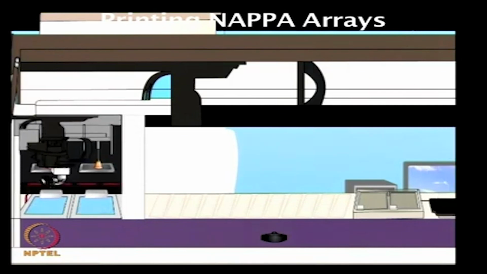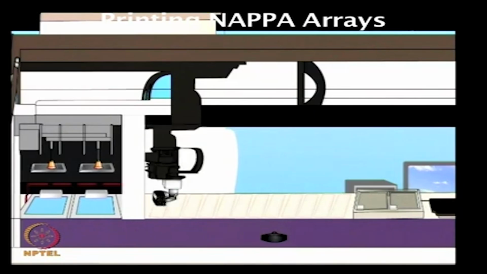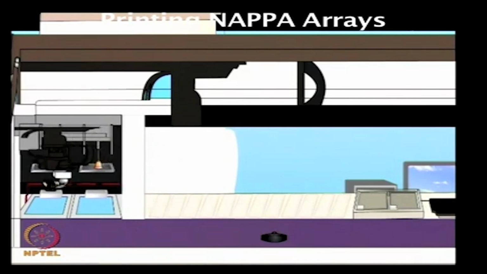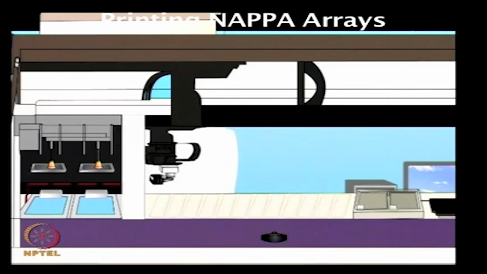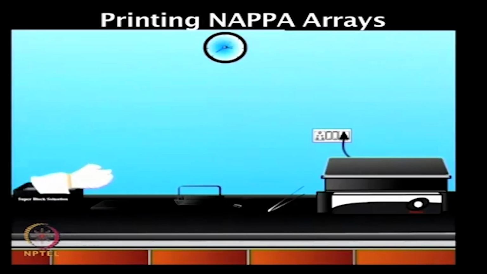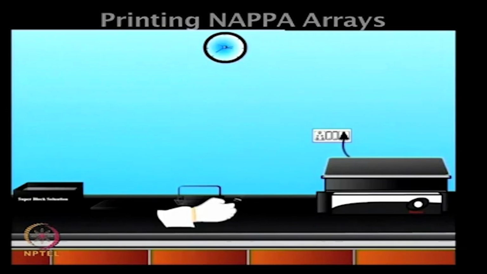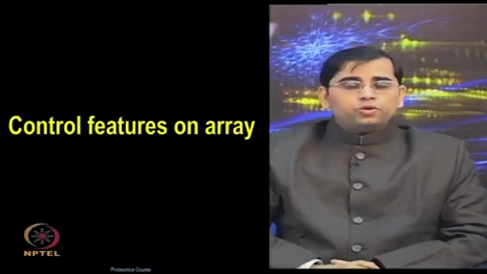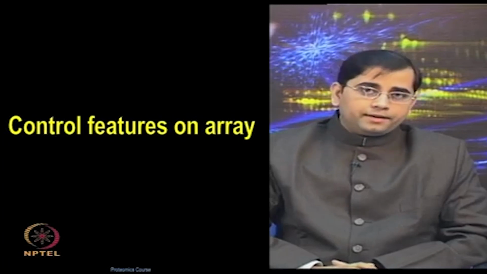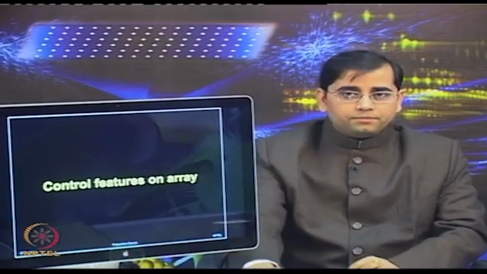One can use different types of pinheads and different types of microarrayers for printing the chip. Now, these master mixes can be printed on the chip. So, what are the different types of control features you need to put on the array? Let us have a brief discussion on that.